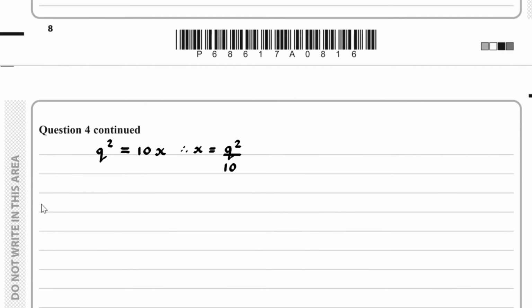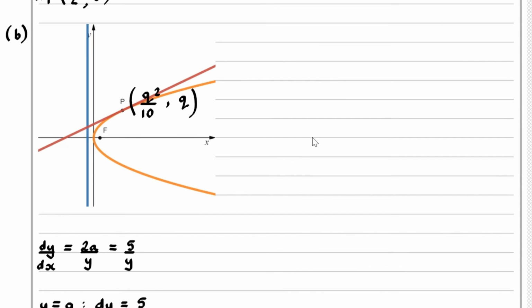And therefore, the coordinates of P, we've got q squared over 10 for the x coordinate, q for the y coordinate. So let's add this to the diagram. We've got the coordinates of P, q squared over 10, q, and whilst we're here, F has coordinates 5 over 2, 0.